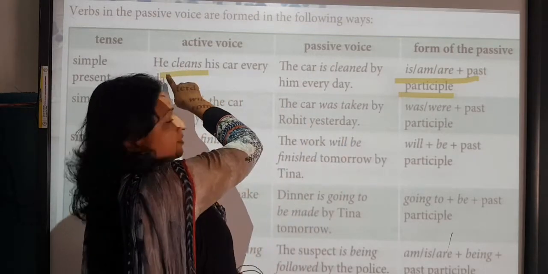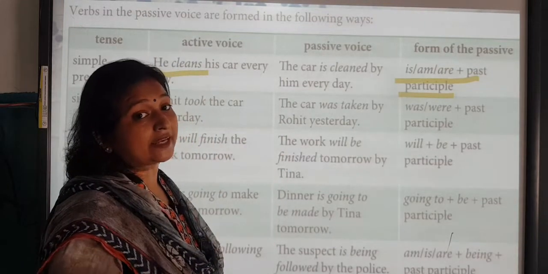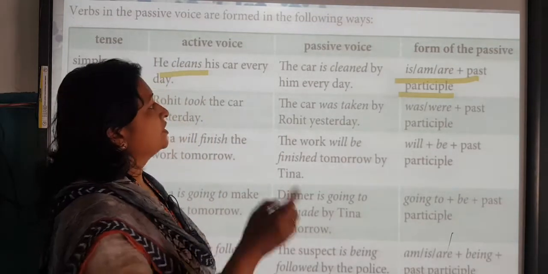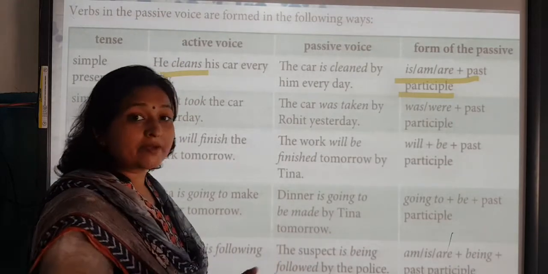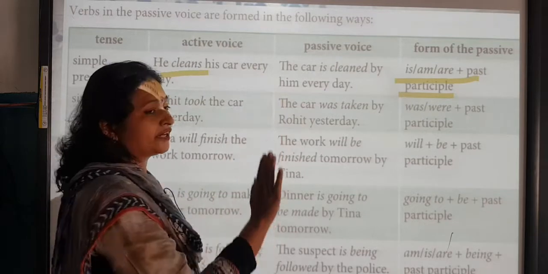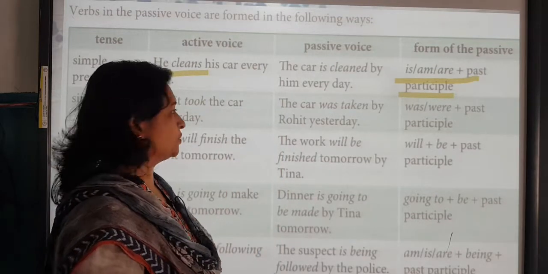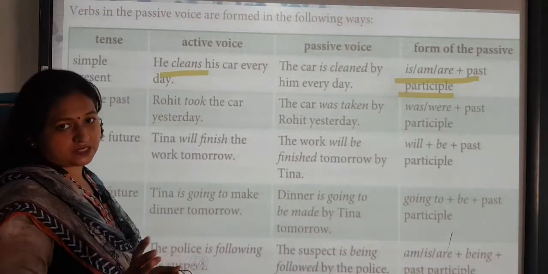By him कहाँ से मिला? He. He तो subject में है और जब he को object में डालेंगे तो he will become him. So, the car is cleaned by him every day. Every day was just a phrase. Every day को तुम शुरू में भी use कर सकते हो or you can use it at the end. That's up to you.